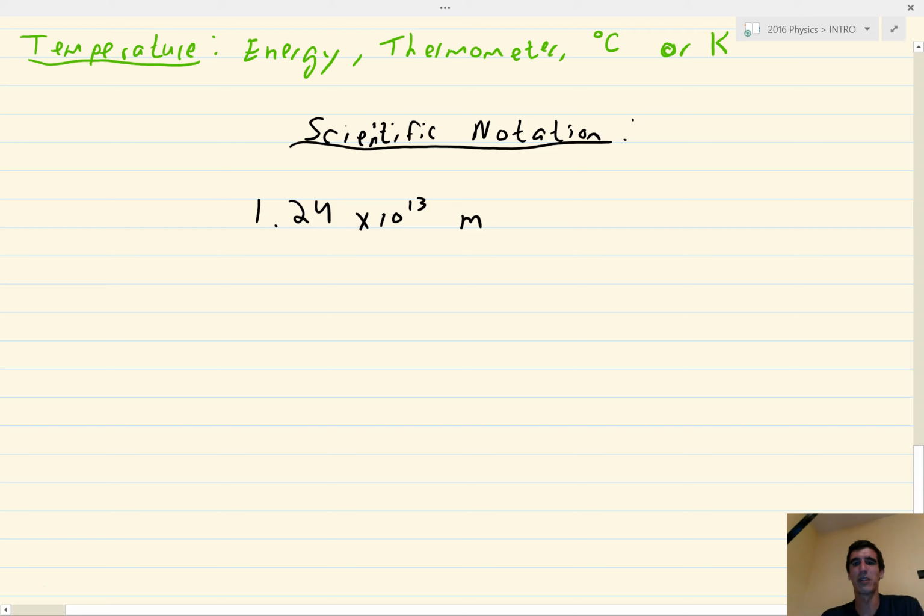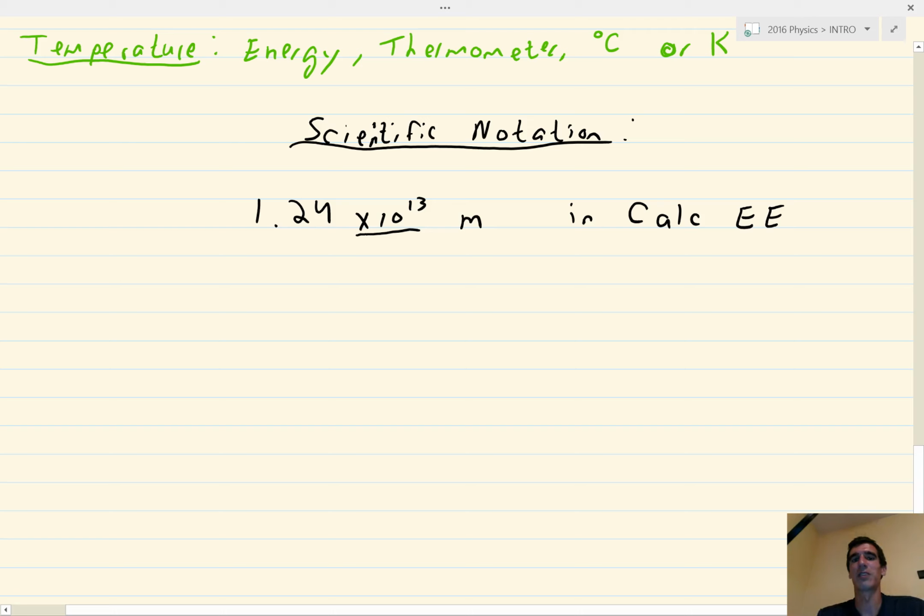So all scientific notation is doing is using the times 10 to the 13th instead of writing out 1, 2, 4, 0, 0, 0, 0, 0, 0, 0, 0, 0, 0, 0. Now, when we use this in our calculator, though, the important part is we're not going to write out times 10 to the 13th. In our calculator, we're going to use an EE button.